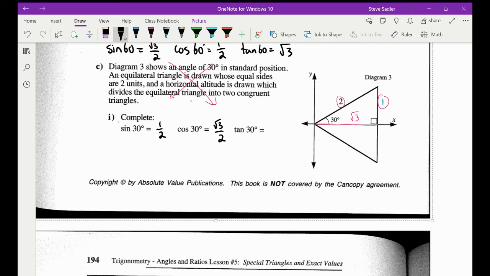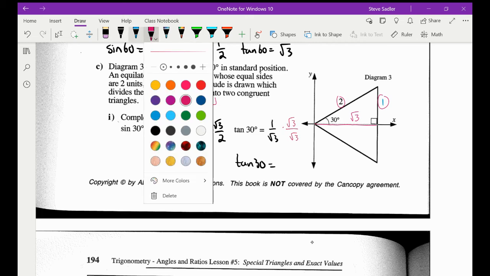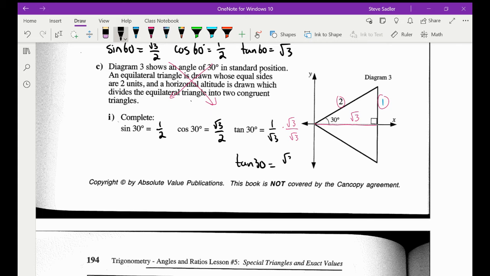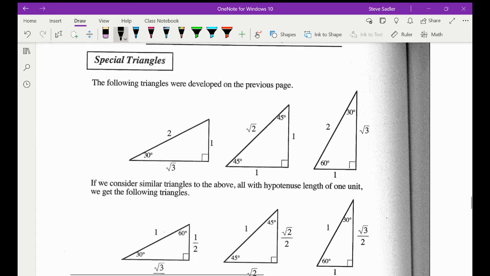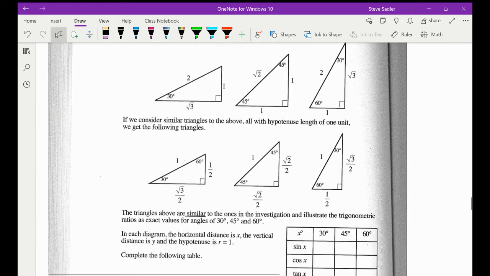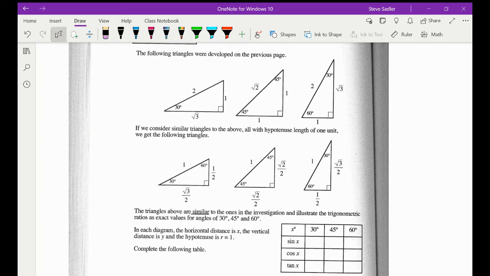Tan of 30. So tan is y over x. So that's 1 over root 3. And again, we don't often like to have square roots in the bottom, so we can rationalize because we all know how to do that now. And that gives us root 3 over 3. Yay! So these are our special triangles, ones that we have to remember and know.